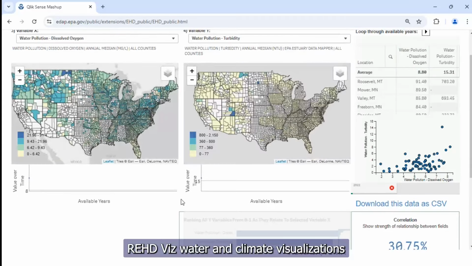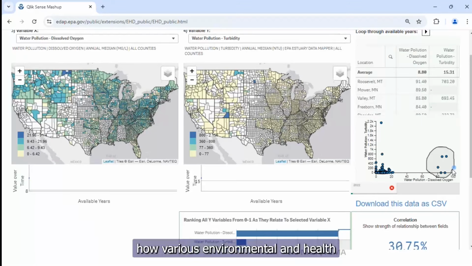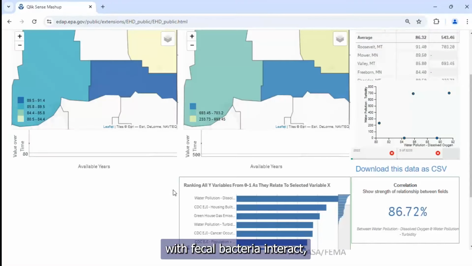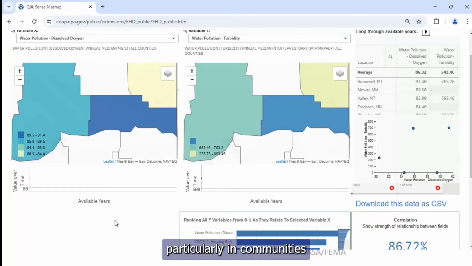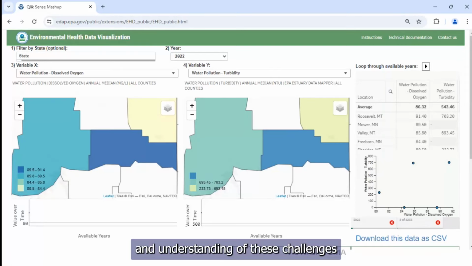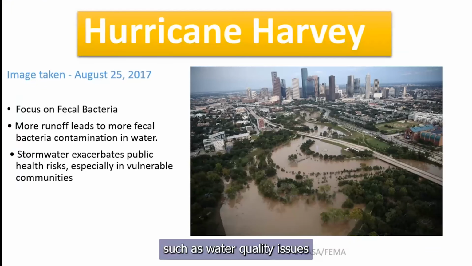RedViz, water and climate visualizations, and SAMI are powerful tools for understanding how various environmental and health, as well as climate variables with fecal bacteria interact, particularly in communities with potential EJ concerns. By layering water quality indicators with climate data, we gain a clearer picture and understanding of these challenges through visualizations that these communities face. Our ultimate aim is to use these platforms to inform better monitoring and management practices by empowering communities to address water quality issues more effectively.